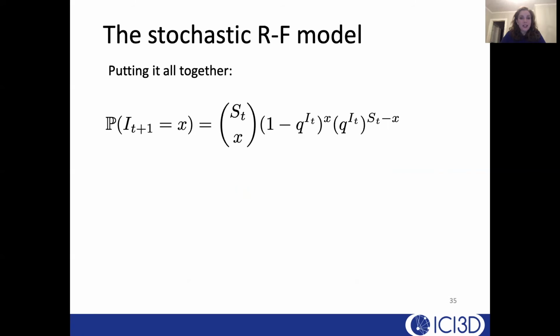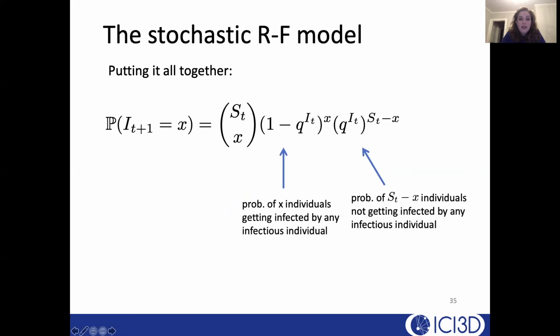And that looks like this. So the probability of the number of new infectious individuals equaling X is the probability of X individuals getting infected by any infectious individual, and then the remaining S_t minus X individuals have to not get infected by any infectious individual. So we have q to the I_t to the S_t minus X, and then we have S_t choose X.